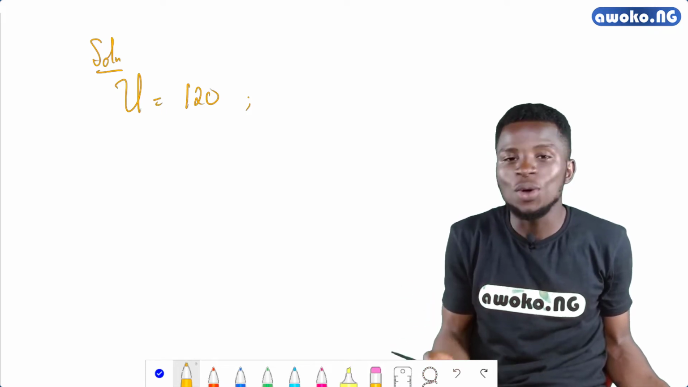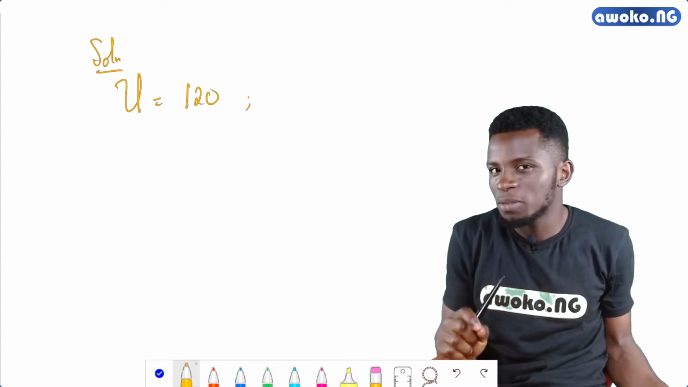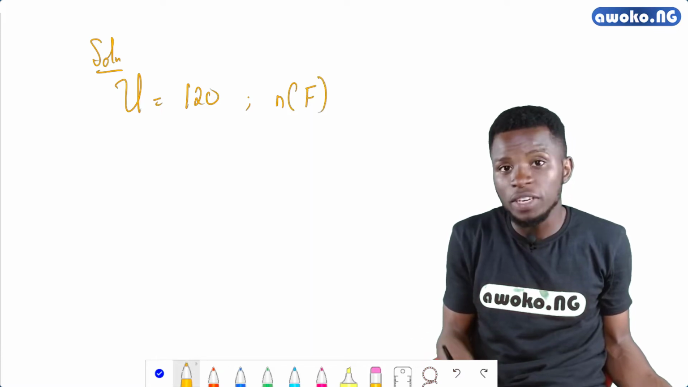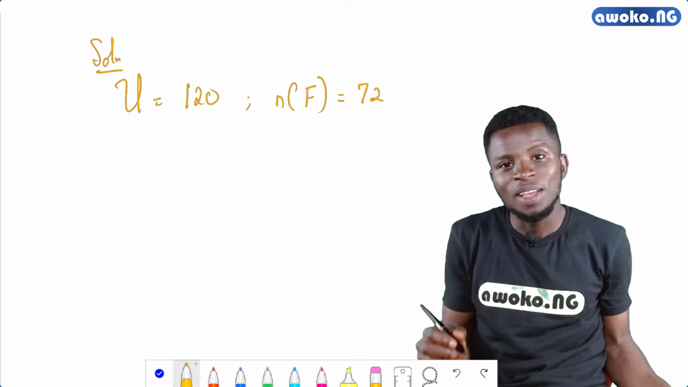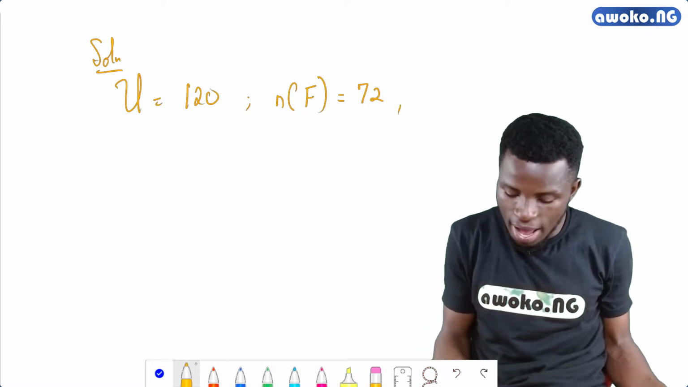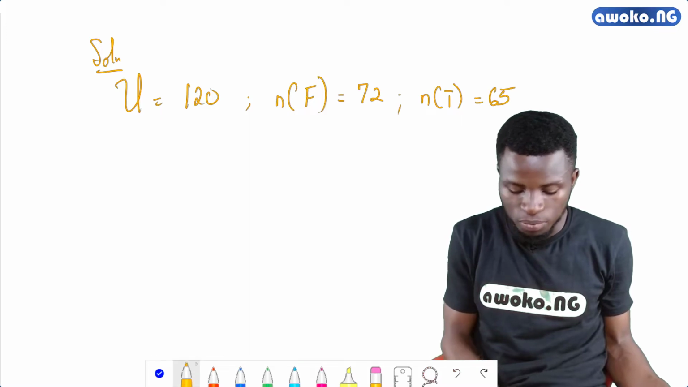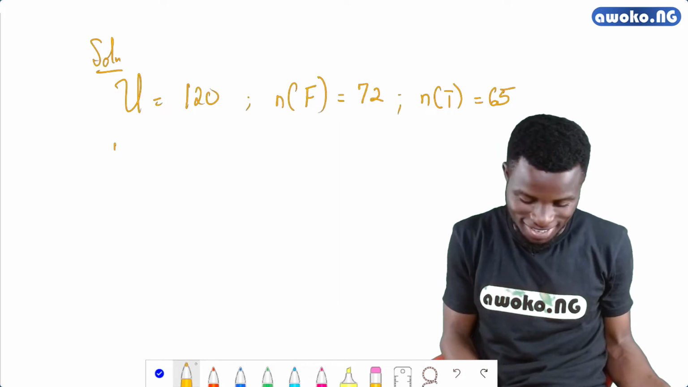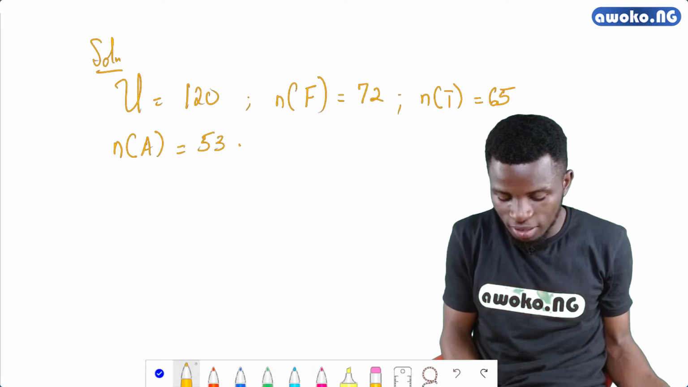From the question, we have that 72 of the customers banked with First Bank. So the number of customers that banked with First Bank, n(F), is equal to 72. We're also told that 65 banked with Trust Bank, so n(T) is equal to 65. We have that 53 banked with Access Bank. Therefore, n(A) is equal to 53.